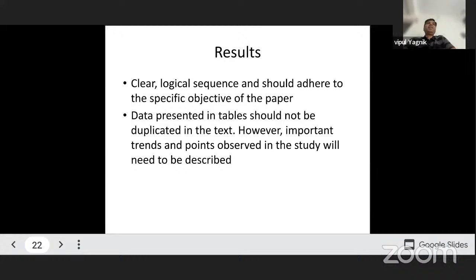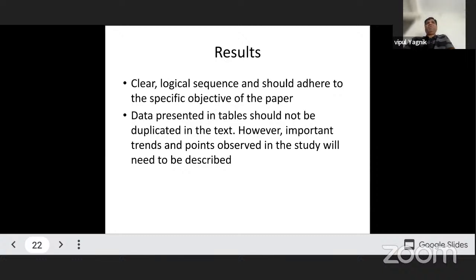So results should be clear, in a logical sequence, and should adhere to the specific objective of the paper. Data presented in the table should not be duplicated in the text. However, important trends and points observed in the study will need to be described.